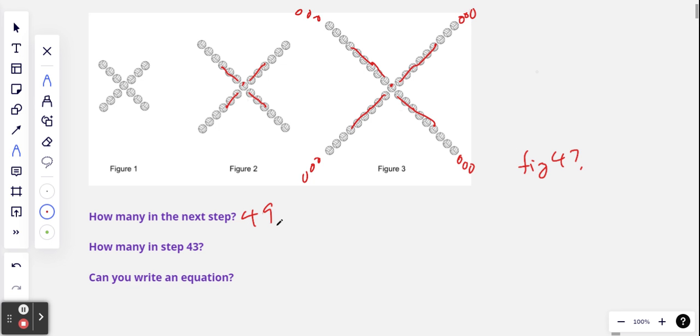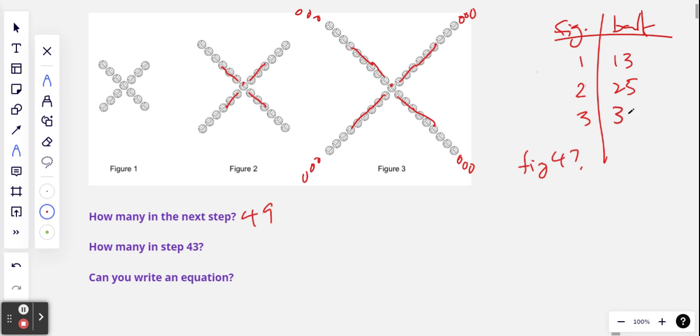All right, let's take a moment to analyze the numbers. Actually, before we do that, do you have a prediction? Can you tell what kind of pattern this is? Is it linear? Is it quadratic? Is it something else? Well, let's see what the numbers say, and we'll see if your guess is right. So I'll put the figure here and the number of balls. So in figure 1, that's 13. And in figure 2, that's going to be 25. And in figure 3, that's going to be 37. And for figure 4, we are saying 49.